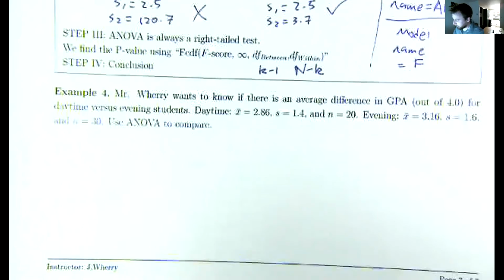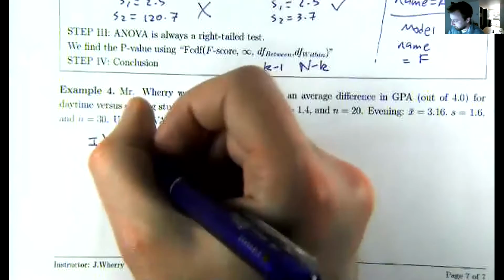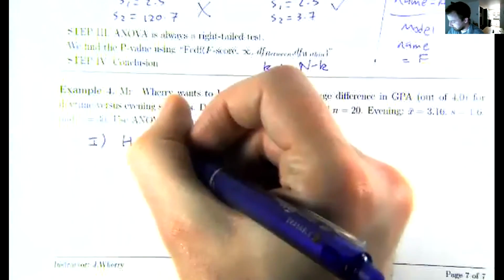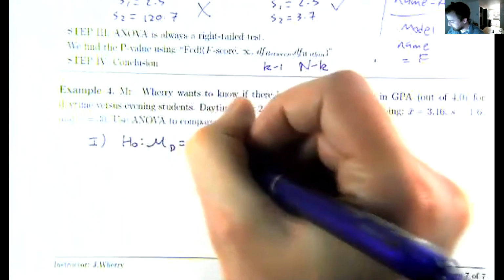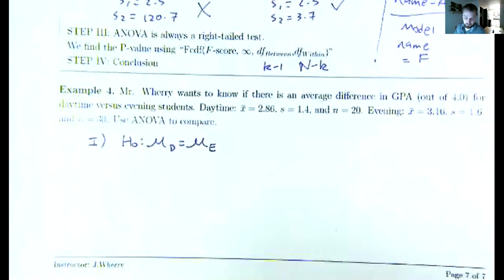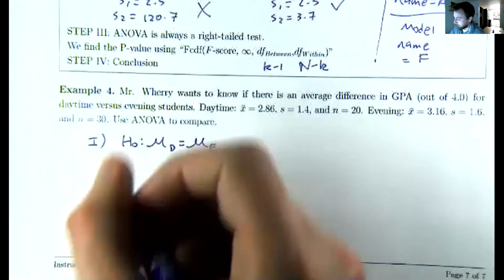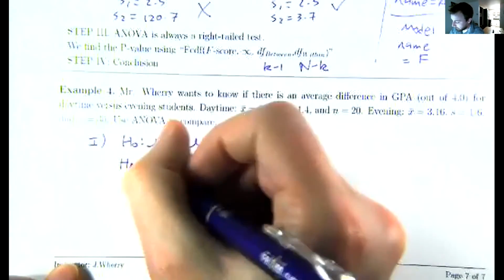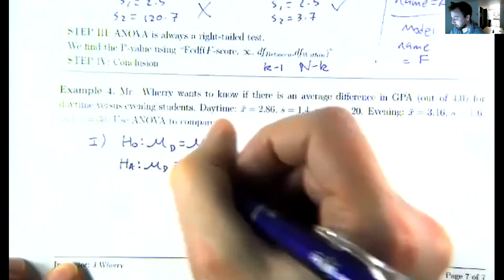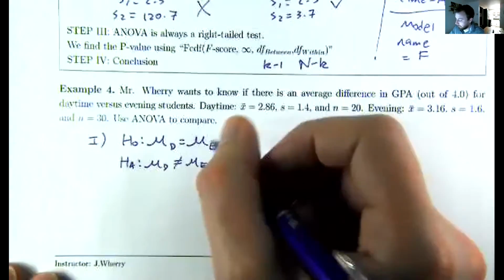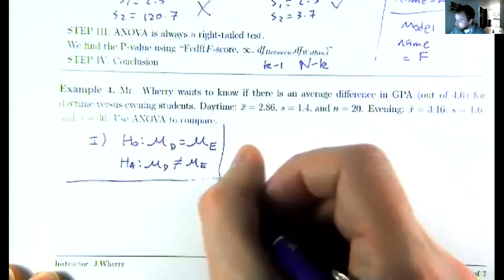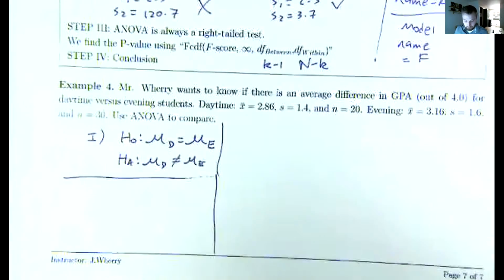Okay, so let's take a look. Null hypothesis: the average of my daytime students is the same as the average of my evening students. I only have two groups, so for the alternative hypothesis, if at least one is different, then that just tells me that the two things are different. I had another way of doing this problem before using t distributions. I'm doing this now with F distributions instead.